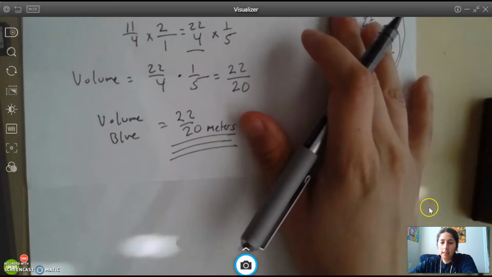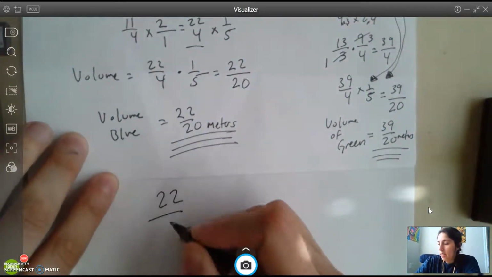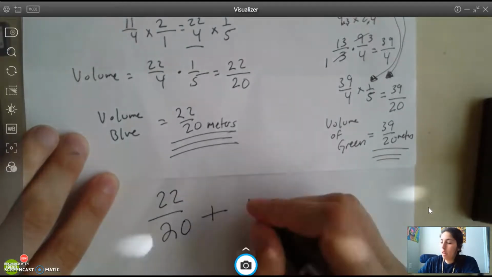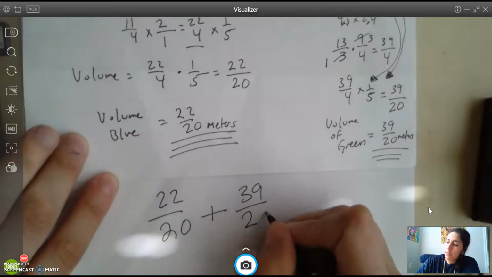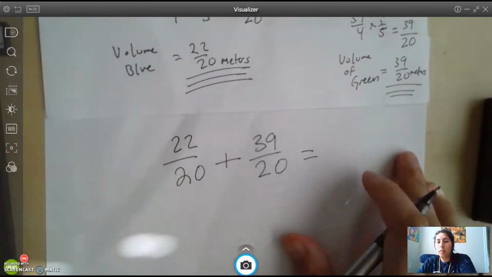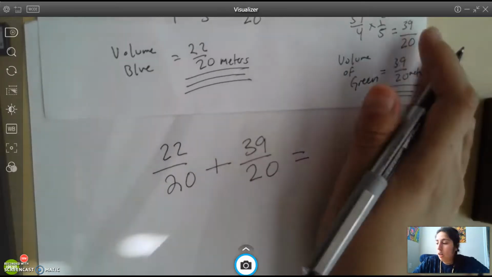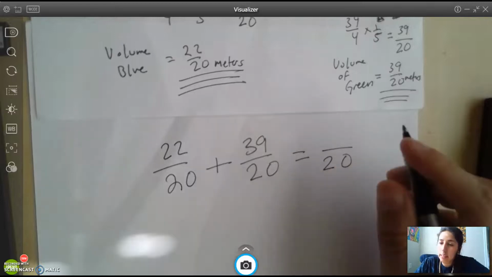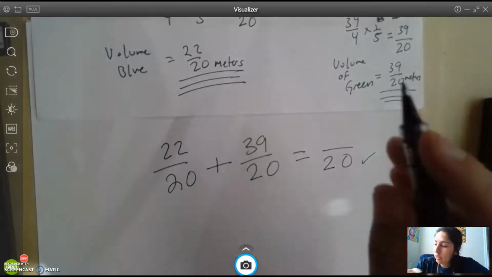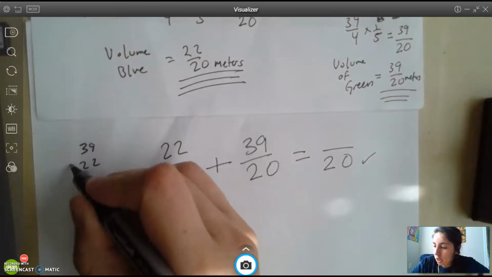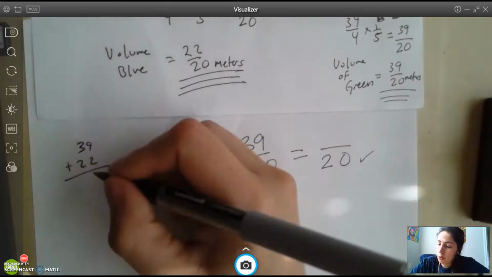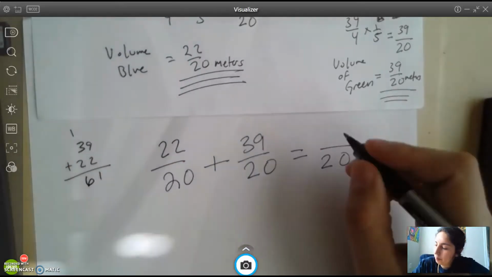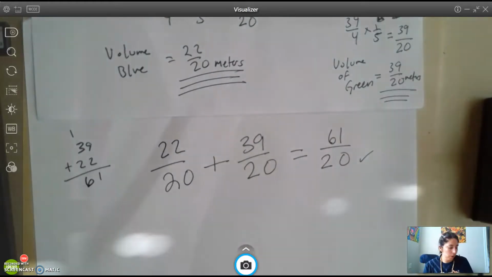All right, so the last thing that I have to do is take volume for the blue rectangular prism plus volume for the green rectangular prism and combine them to find my total composite volume. All right, so double checking that when I add fractions, the denominators must be the same. In this case, they are, so I'm good to go. 22 plus 39, let's do that off to the side just to be sure. 9 plus 2 gives me 11, carry the 1, 3, 4, 5, 6. So that's 61 over 20.